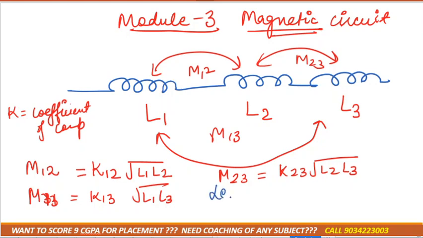If they ask you to calculate the L equivalent, that would be L1 plus L2 plus L3 minus 2M12, then that depends on the mutual inductance, like this dot convention also. First of all, this is the case. Okay, so write down the case, then I'll tell you about the dot convention.